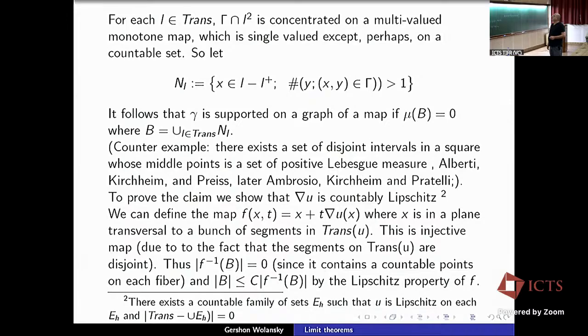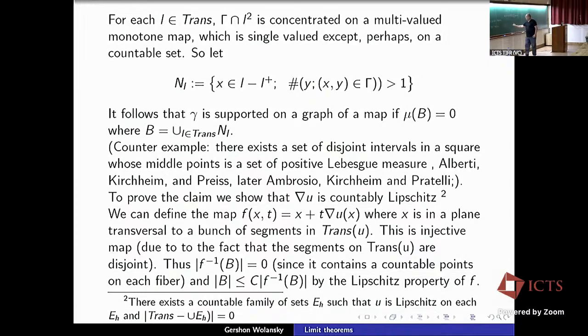We know that there exist very strange, subtle examples. For example, you may have an uncountable set of disjoint intervals in the square whose middle points form a set of positive Lebesgue measure. So it's not enough that on each segment we have just a countable number of bad points. So what can be done? So let's see.